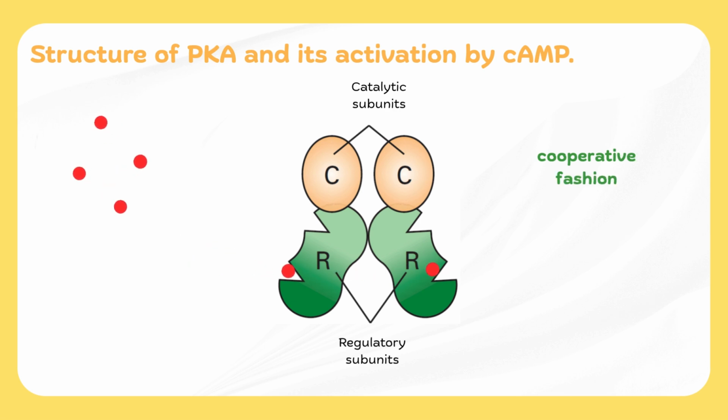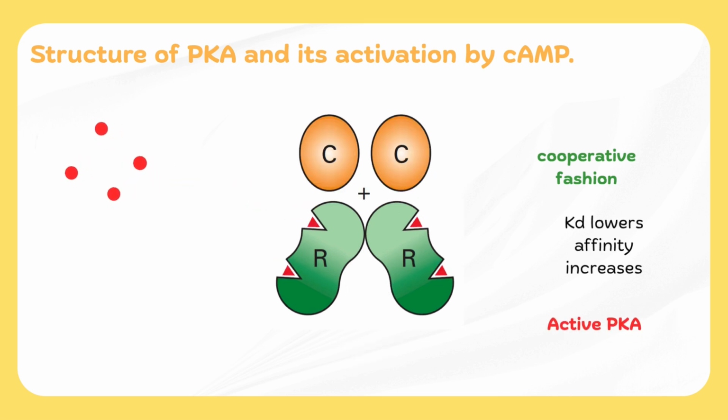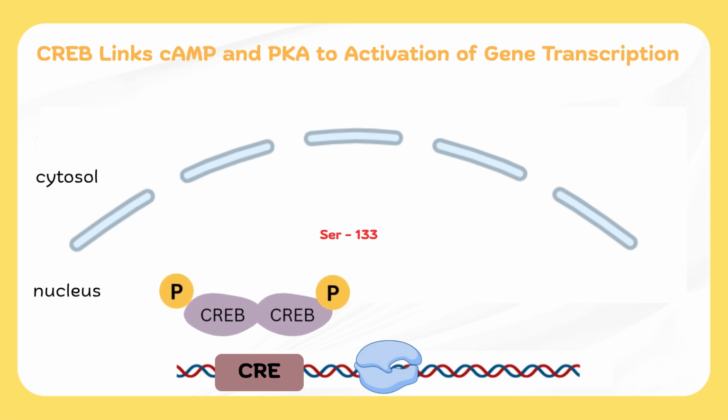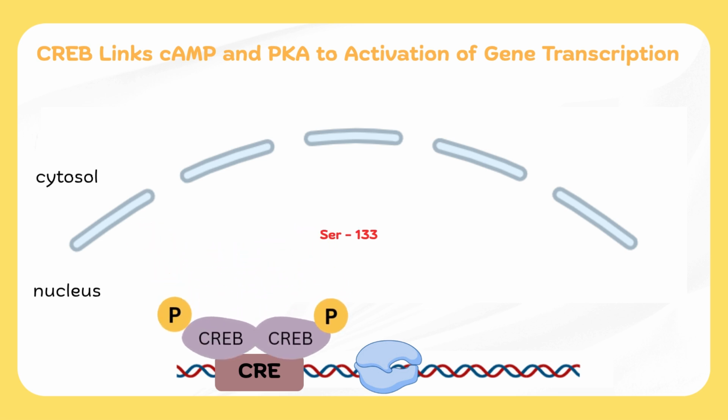That is, binding of the first cAMP molecule to CNBB lowers the KD for binding of the second cAMP to CNBA. The catalytic subunits travel into the nucleus to change gene expression. Inside the nucleus, these catalytic subunits phosphorylate a transcription factor called CREB, or cAMP response element binding protein. CREB sits on specific DNA sequences called CREs, or the cAMP response elements, found in the promoters of cAMP-regulated genes.